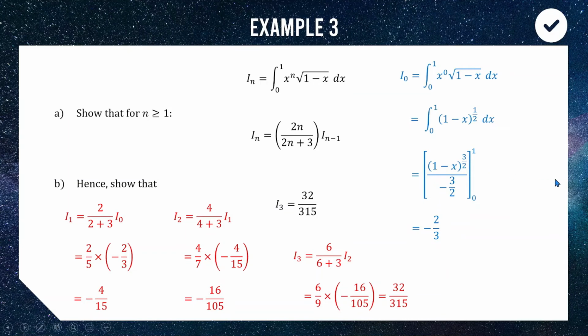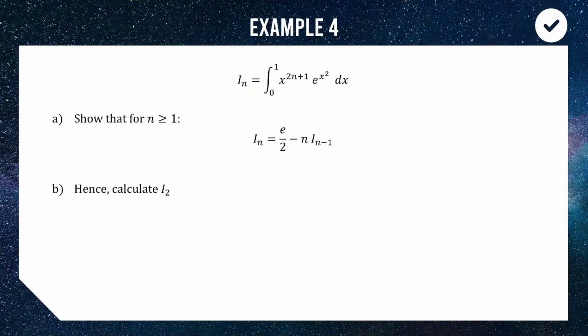All right, let's move on to example 4. Okay, we've got our integral I subscript n, from 0 to 1 of x to the 2n plus 1 multiplied by e to the x squared. Starting off with our recurrence relation, we're trying to show the formula relating integral I_n with integral I_(n minus 1). Okay, so straight away, just going to apply some integration by parts.